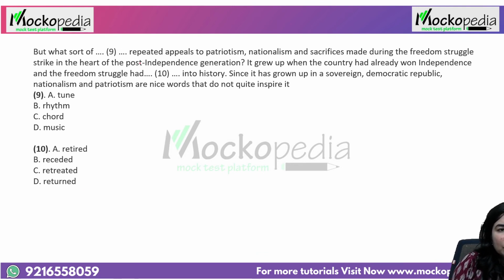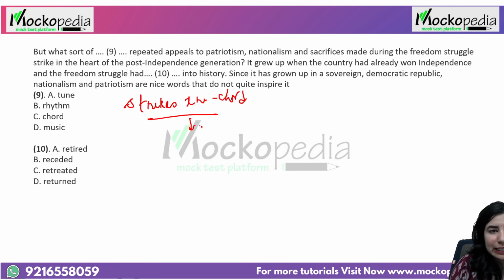See, what sort of dash repeatedly appeals to patriotism, nationalism as sacrifices made during. So what strikes? You have seen this phrase, strikes the chord. Strikes the chord means that makes sense. This is basically an expression, right? So tune nahi hota, rhythm bhi nahi hota, music bhi nahi hota, strike the chord. So this is an expression you need to know.